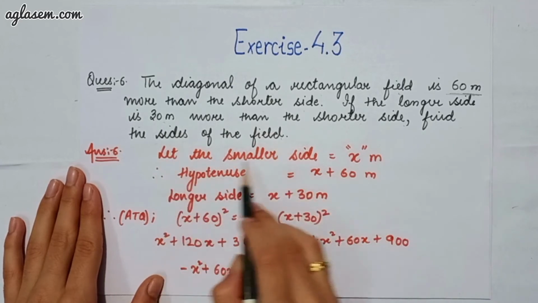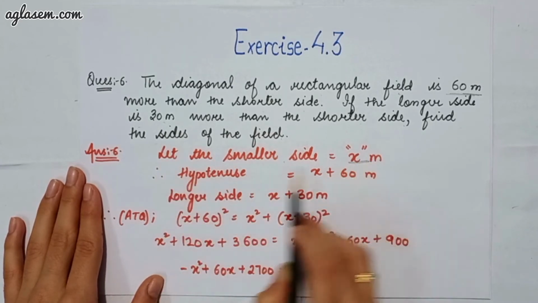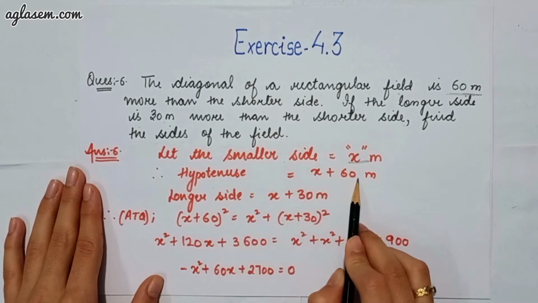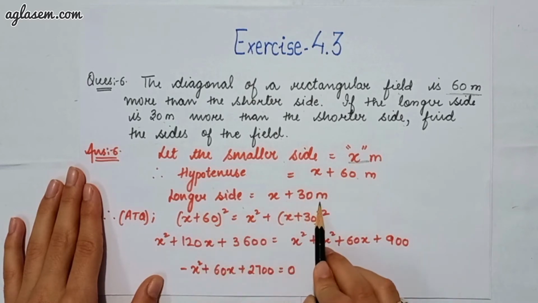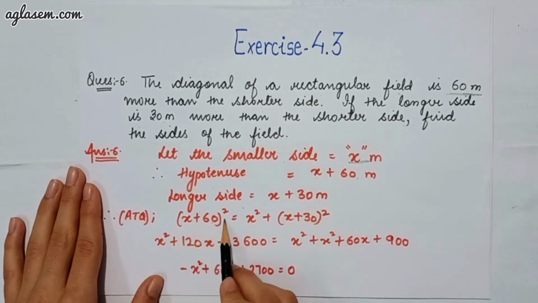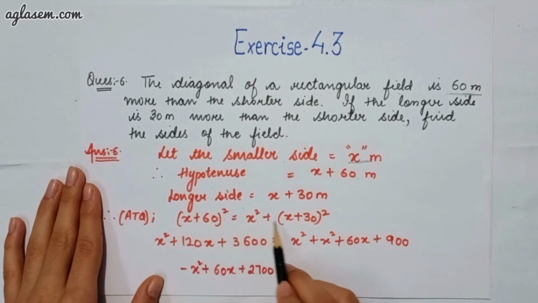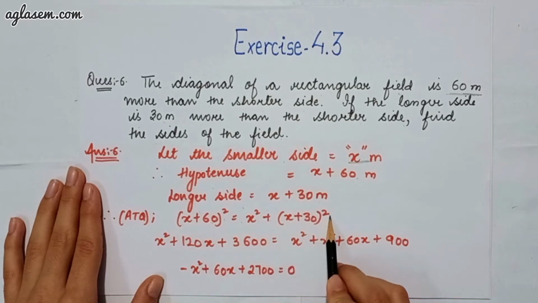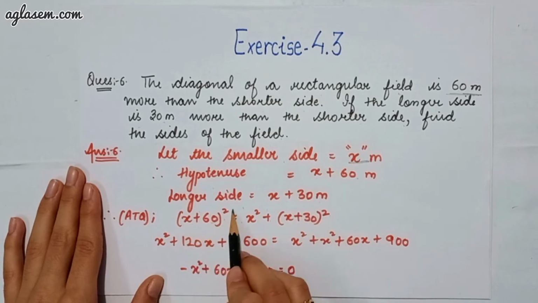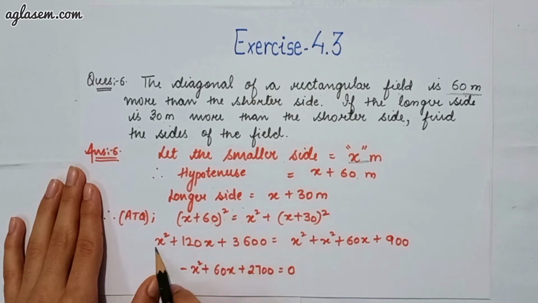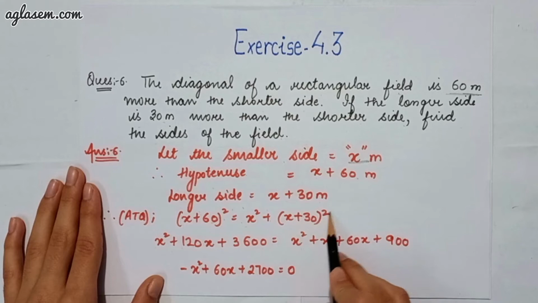So here we have to let the smaller side be x and the longer side x plus 30 meter, and the diagonal x plus 60 meter. So now according to the question, x plus 60 whole square is equal to x square plus x plus 30 whole square. Solving it, for a plus b whole square we apply the formula a square plus b square plus 2ab. So now x square plus 120x plus 3600 is equal to x square plus the (x plus 30) whole square expanded by the formula a square plus b square plus 2ab.